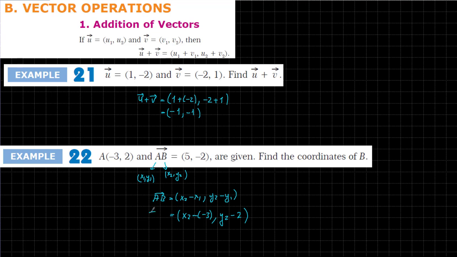What is the value of AB? It's equal to (5, minus 2). We see here that x2 plus 3 should be equal to 5, and y2 minus 2 should be equal to minus 2. Here x2 is 5 minus 3, which is equal to 2, and y2 is minus 2 plus 2, which is equal to 0. So the coordinates of B are (2, 0).